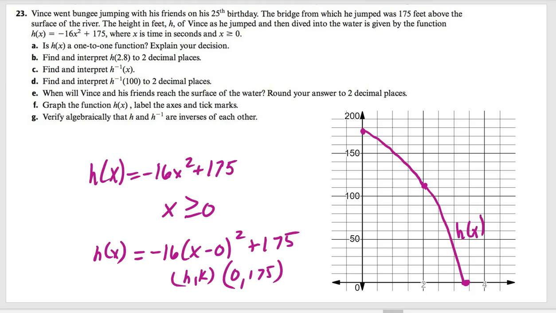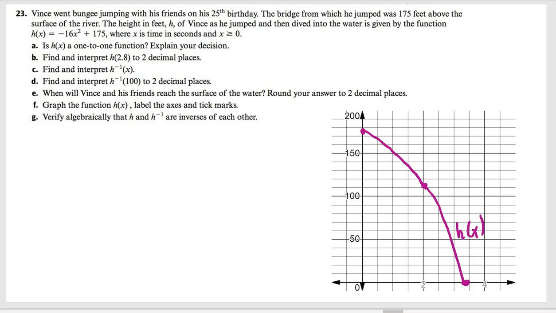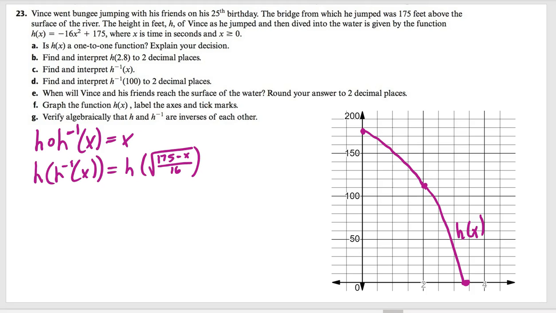And then last, we have to verify algebraically that h and the inverse of h are inverses of each other. To verify this algebraically, we know that h composed with the inverse of h will equal x, and then the inverse of h composed with h will also equal x. So let's check the first one. I replace the inverse of h with the square root of (175 minus x) over 16 from our earlier part of the problem. And now I'm going to write h, which is negative 16x squared plus 175.